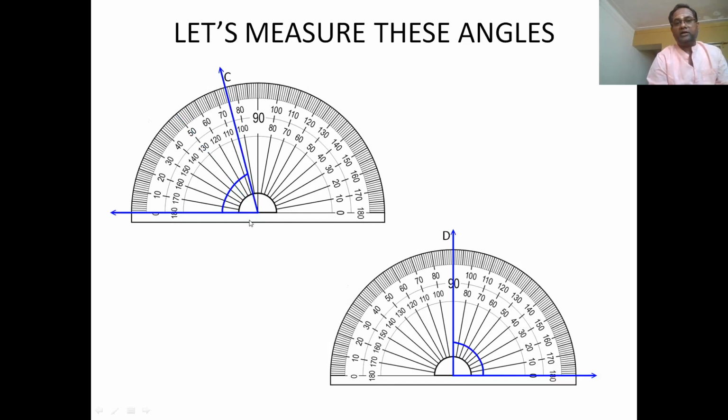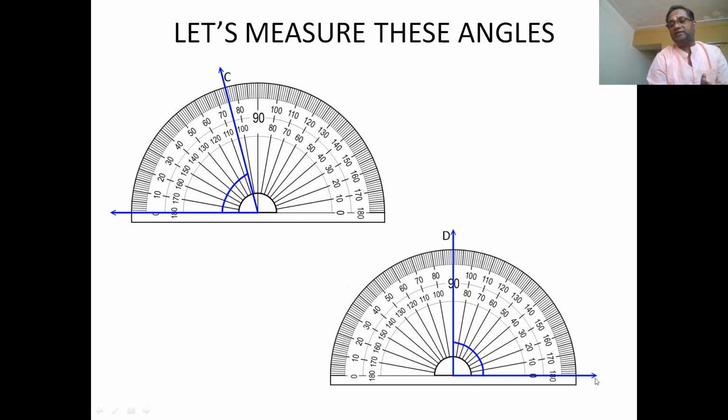Now coming to the third angle, again you can see the free end is towards the left of the vertex. Whenever it is towards the left of the vertex, we read through the outer scale. So we start from here, 0, 10, 20, 30, 40, 50, 60, 70 and 80. See, this line is exactly between 70 and 80. Between 70 and 80 you have 75, or you can read the smaller ones also, 71, 72, 73, 74, 75. So this is a 75-degree angle.